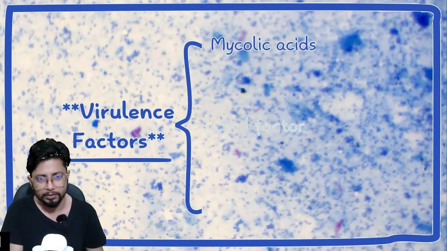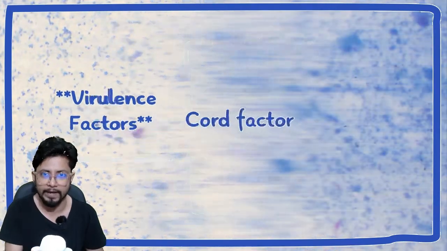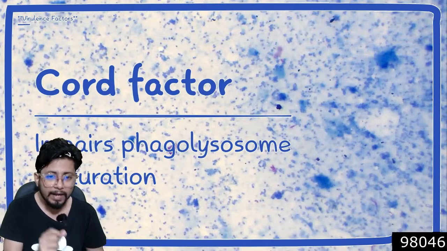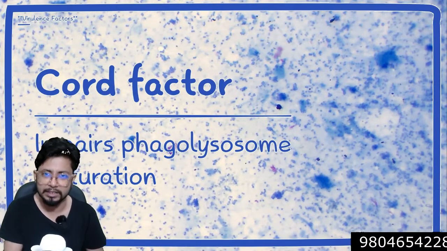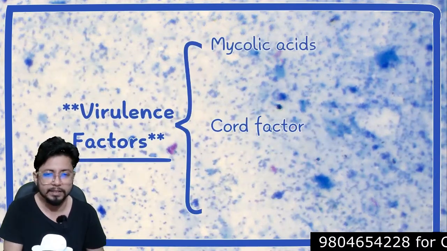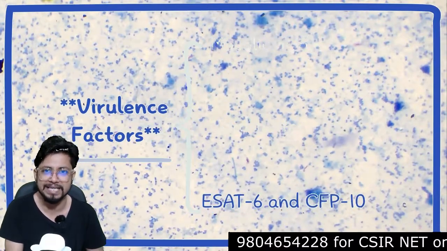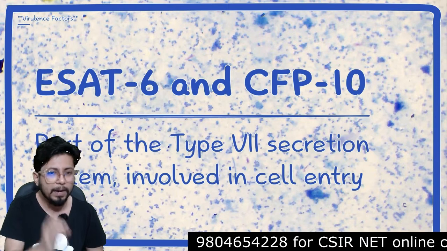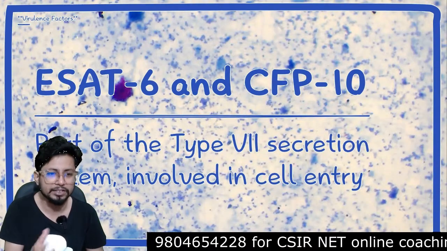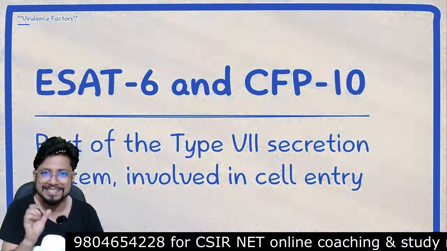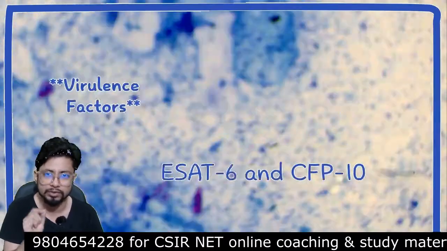The second important factor is cord factor that is released by Mycobacterium tuberculosis, which impairs the phagolysosome maturation in the host defense. The third important factor that they have is ESAT6 and CFP10. Both of them are part of the type 7 secretion system of Mycobacterium tuberculosis bacteria, which is involved in the cell entry into the host body.